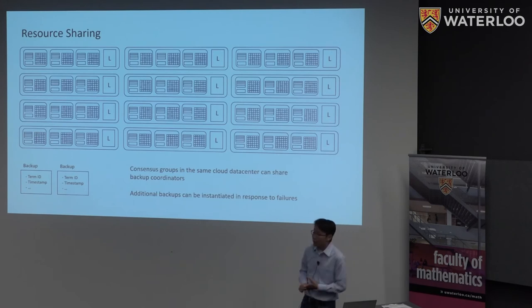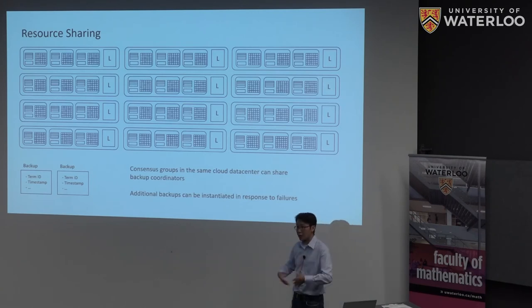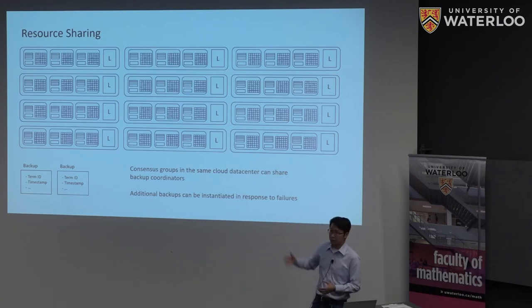Now, perhaps a greater opportunity to reduce costs is in an environment where you have a lot of consensus groups. In the cloud, you might imagine having hundreds or thousands of tenants, each running their own consensus groups. If they were using SIF, all of them could share the same set of backup coordinators. These backup coordinators aren't doing very much other than checking the timestamps of the heartbeat messages. So instead of having backup coordinators for every single group, we would just have a pool of backup coordinators used for all of the consensus groups running in the same data center. This allows us to significantly reduce the cost of deploying these systems. And if the number of backups is insufficient, we can always instantiate additional backup servers fairly quickly. This is the cloud, and these nodes are basically stateless.